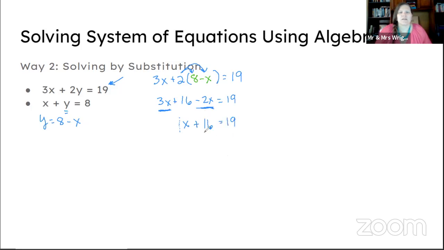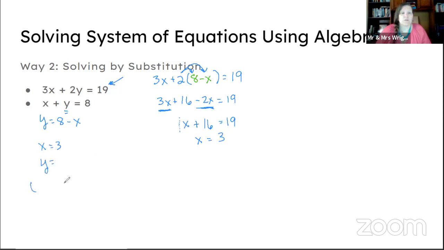Okay. So now I need to get X by itself. So I need to undo what's being done to X. Well, what is being done to X? I'm adding 16 to it. So I need to subtract 16 from both sides. Okay, so using my calculator, 19 minus 16 is 3. X equals 3.